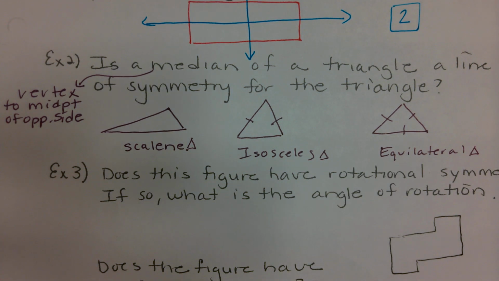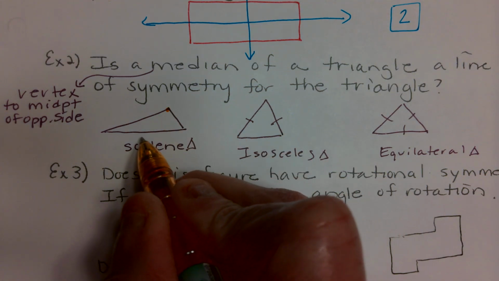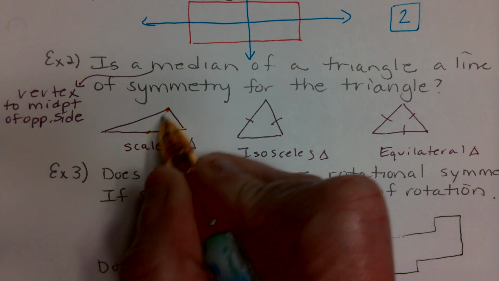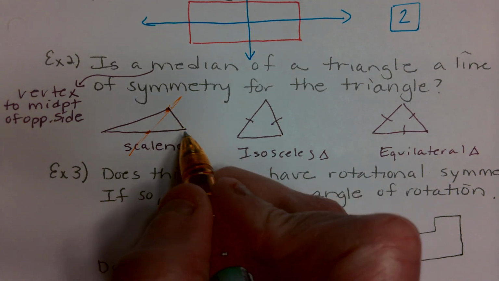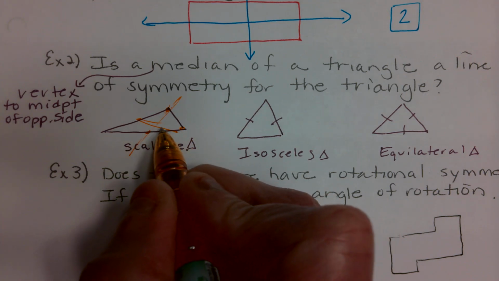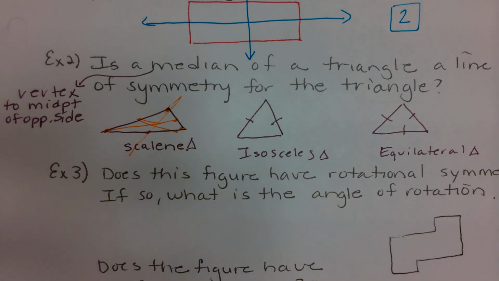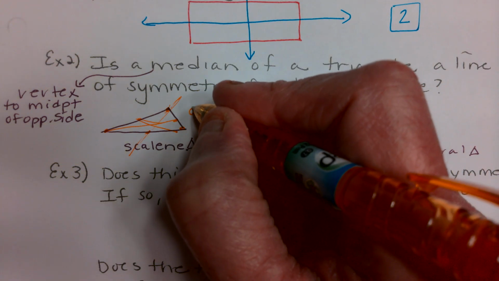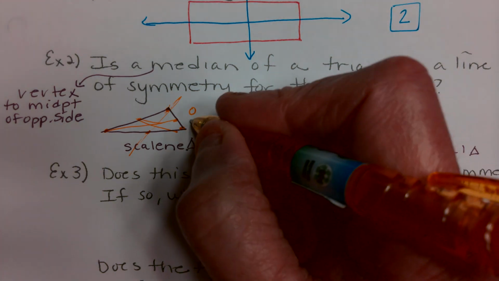Is the median of the triangle a line of symmetry? Okay, well, let's think about it. The median is from a vertex to the midpoint. Midpoint's probably about there. Does that look like a line of symmetry? No. Okay, how about if it was this vertex to this midpoint? No. How about if it's this to this? No. Scalene has 0. The median is not a line of symmetry. So, no.